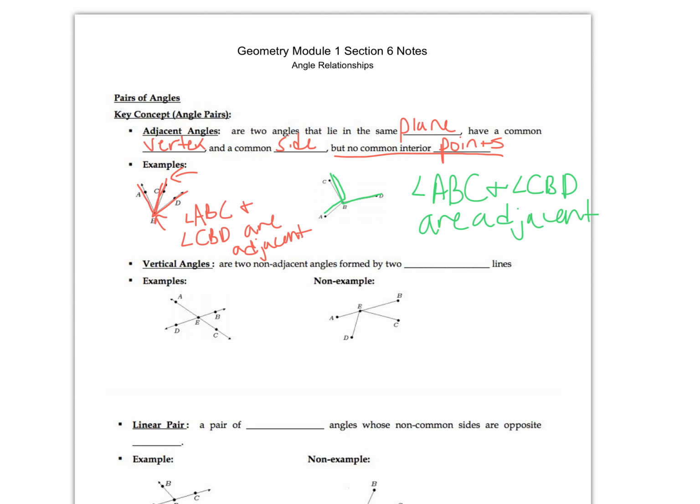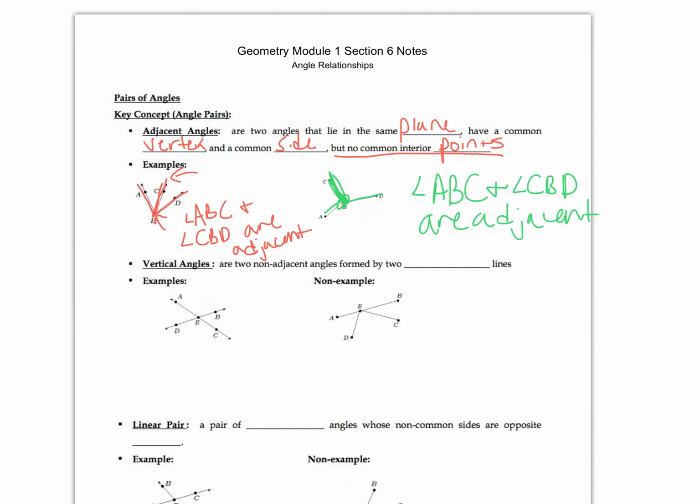You can see in this new example, they share this same side, and they share B as a vertex, okay? So that's what's making them adjacent angles. All right, let's move on.